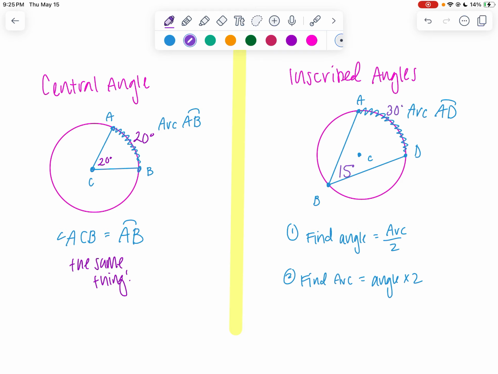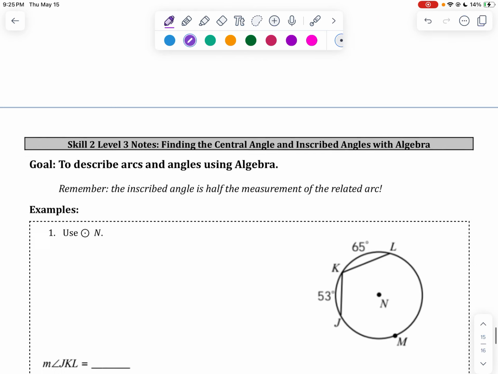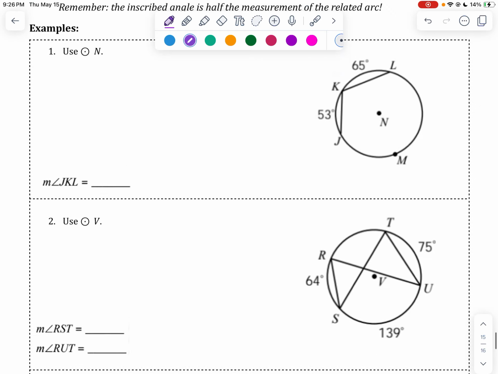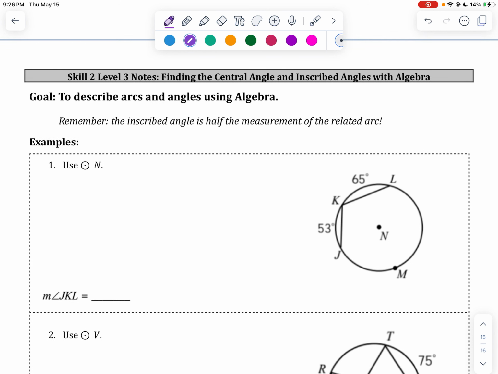Okay, so let's go to your notes. We are on page 14. We're going to do pages 14 and 15. Our goal today is to describe arcs and angles using our algebra. Remember, the inscribed angle is half the measurement of the related arc. That is exactly what we just talked about. So let's start with example 1.